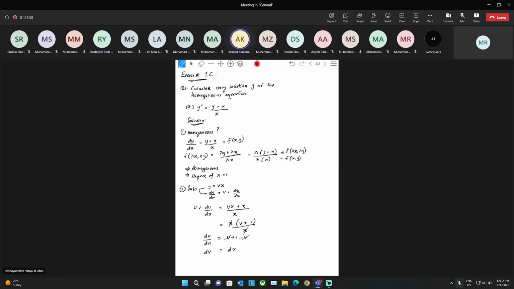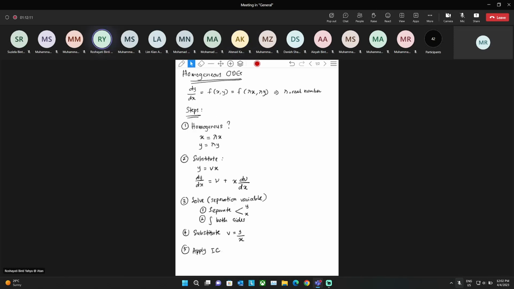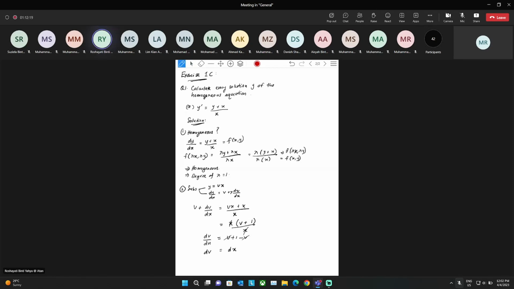Madam, yang dekat substitute tu, dy dx kan sama dengan v tambah x dv dx? Ada tertinggal. Oh, ada x. Okay, ada x. Terima kasih. Okay lah, you all alert. x dv dx. So it has x here, so 1 over x lah. You all sama tak dengan saya ni? Sama, doktor.